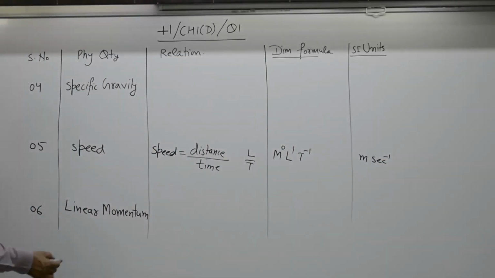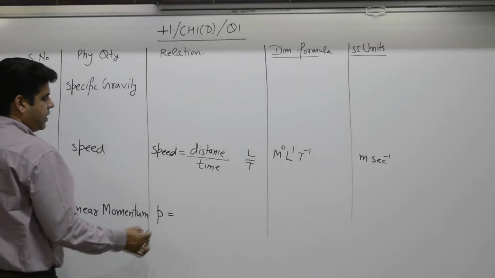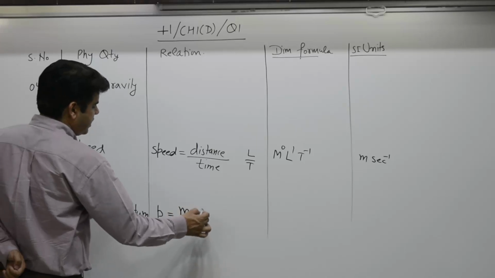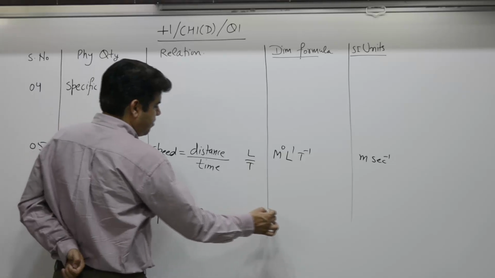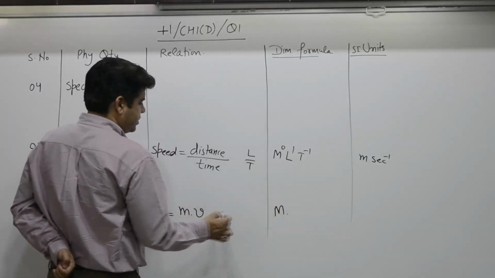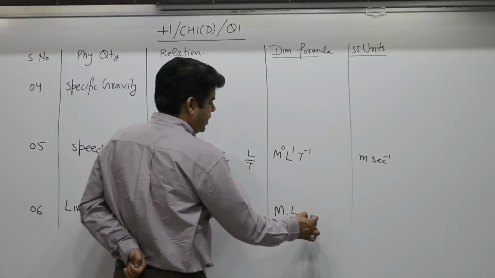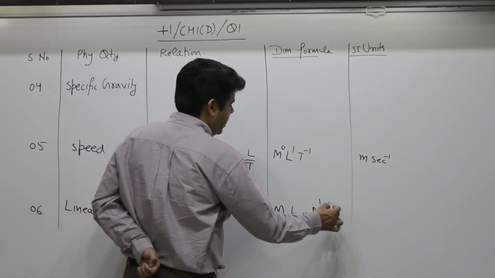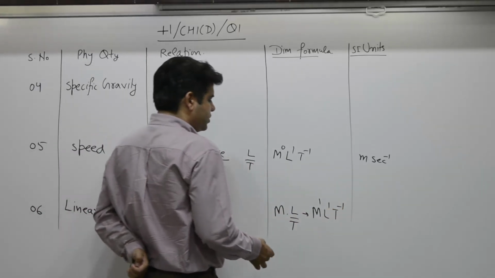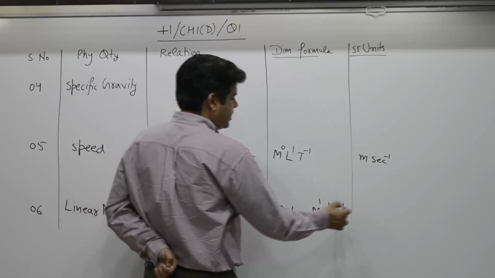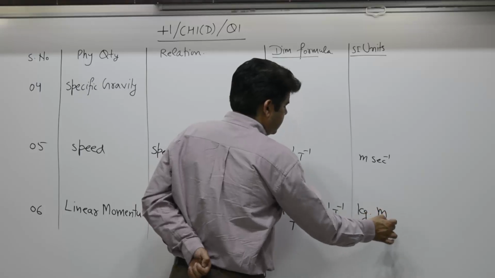Linear momentum formula. Linear momentum, symbol is small p, is equal to mass into velocity. This mass is m. Velocity is what? Length by time. So it is m1 L1 t minus 1. Dimensional formula of velocity is this. Yes, mass is kg, velocity is meters per second.